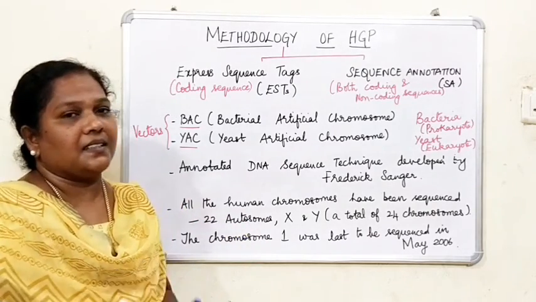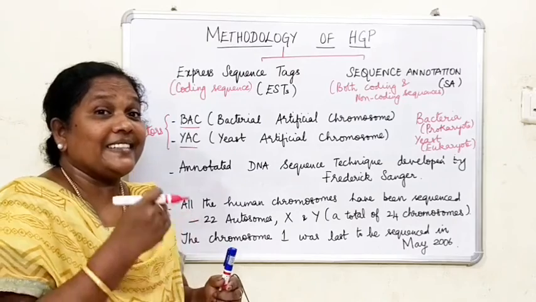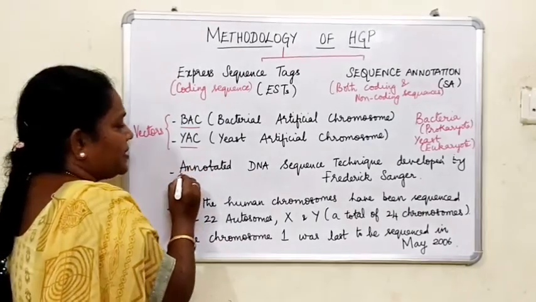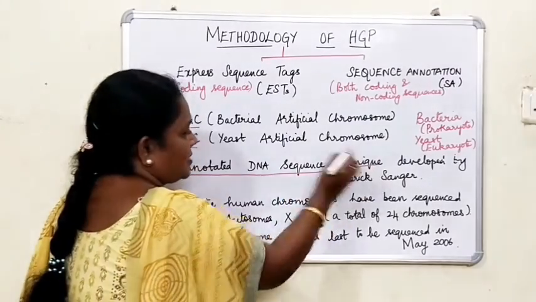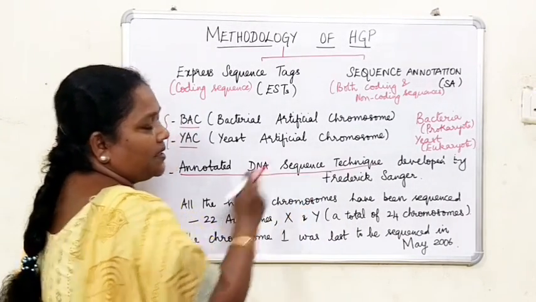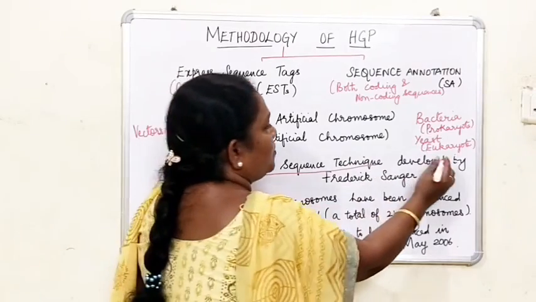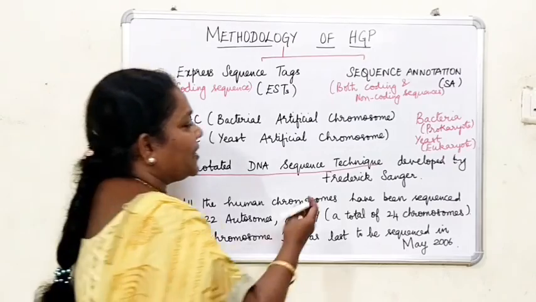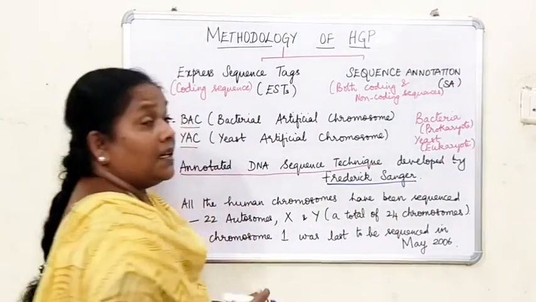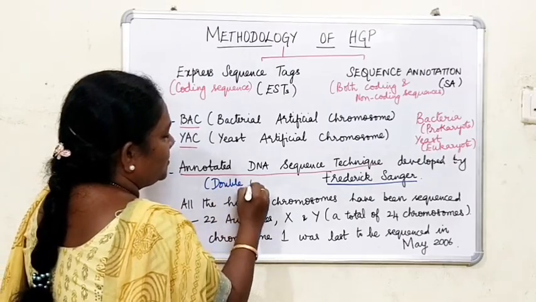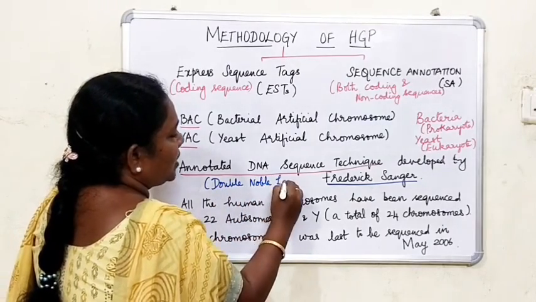It is annotated. So annotated DNA sequences are formed with a technique. So what is the name of the technique? Annotated DNA sequence technique. This technique was developed by Frederick Sanger. Who is he? Frederick Sanger, and he is a double Nobel laureate.